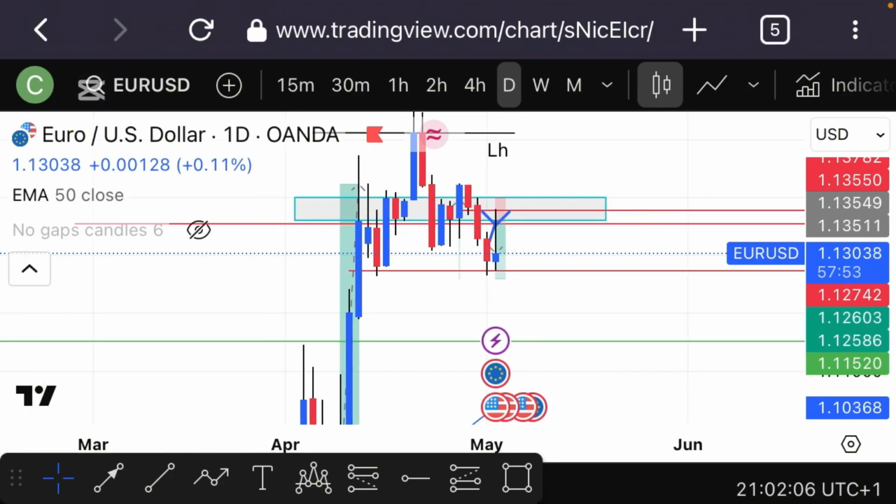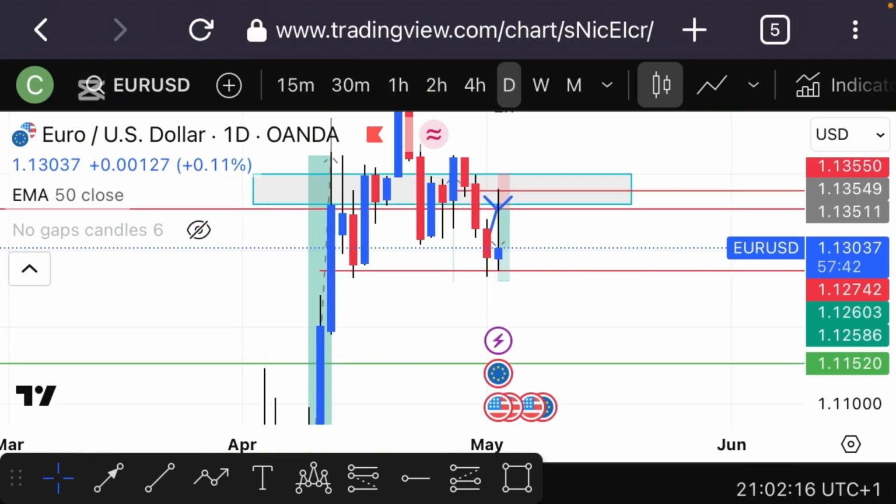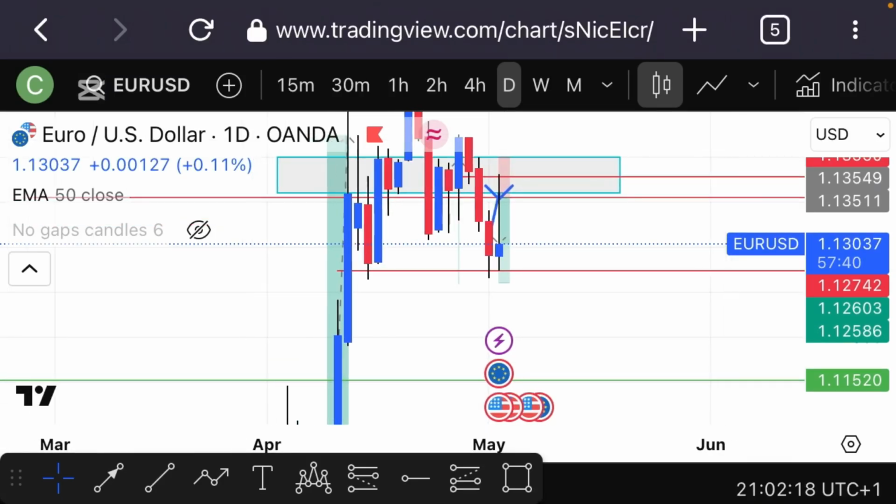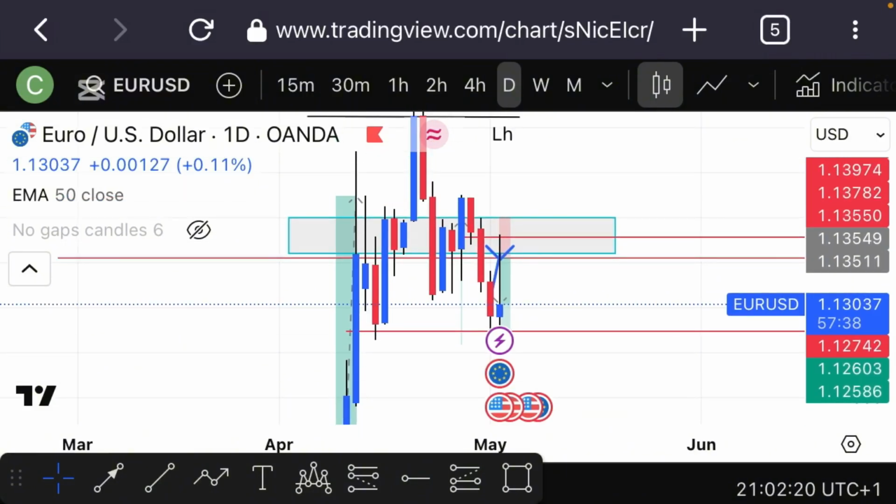On Mondays, I'll be posting the markets that I'll be interested in taking for the week. Then on Friday, I'll be doing recaps on those markets, how they've played out, and which trades I took. So without further ado, let's hop in.